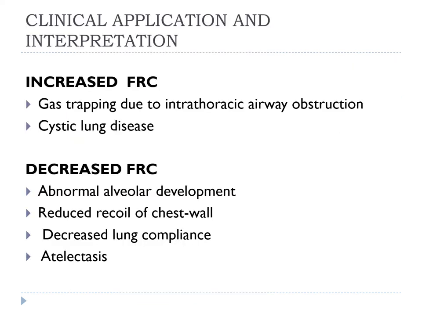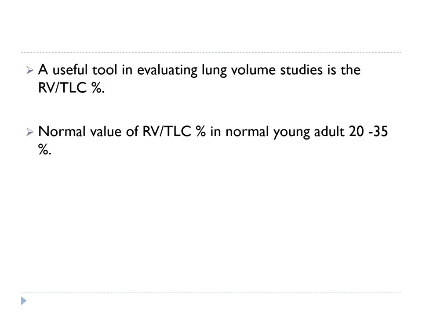So what is the clinical interpretation? Increased FRC can be seen in gas trapping or cystic fibrosis. Decreased FRC is seen in abnormal alveolar development, reduced recoil of the chest wall, atelectasis, and reduced lung compliance. It is a useful tool in evaluating lung volume studies, in the RV by TLC ratio.